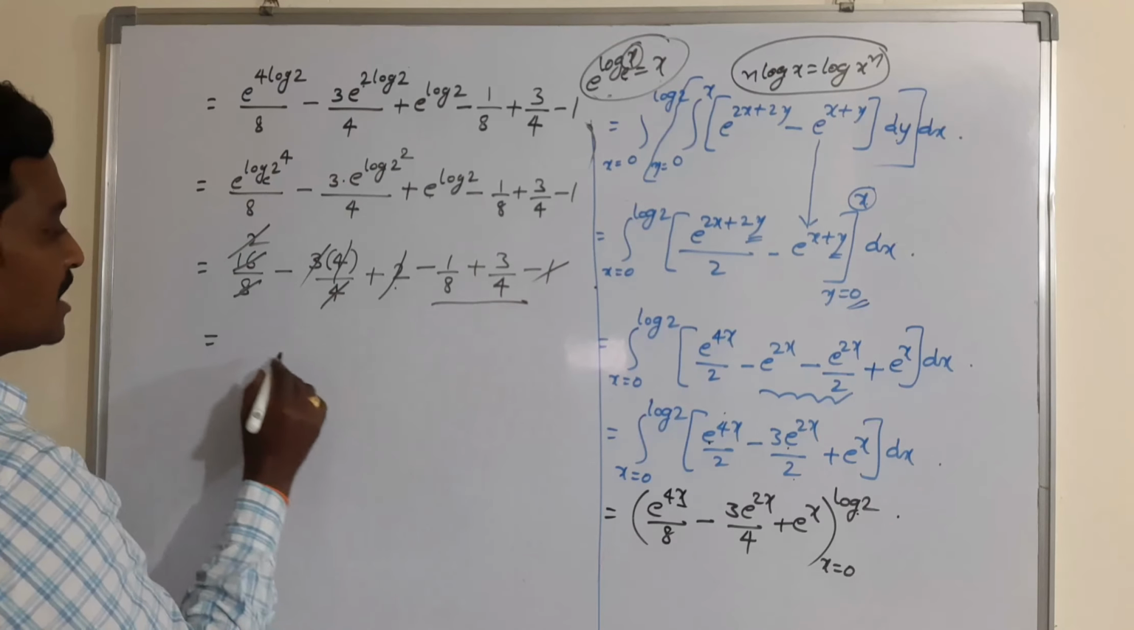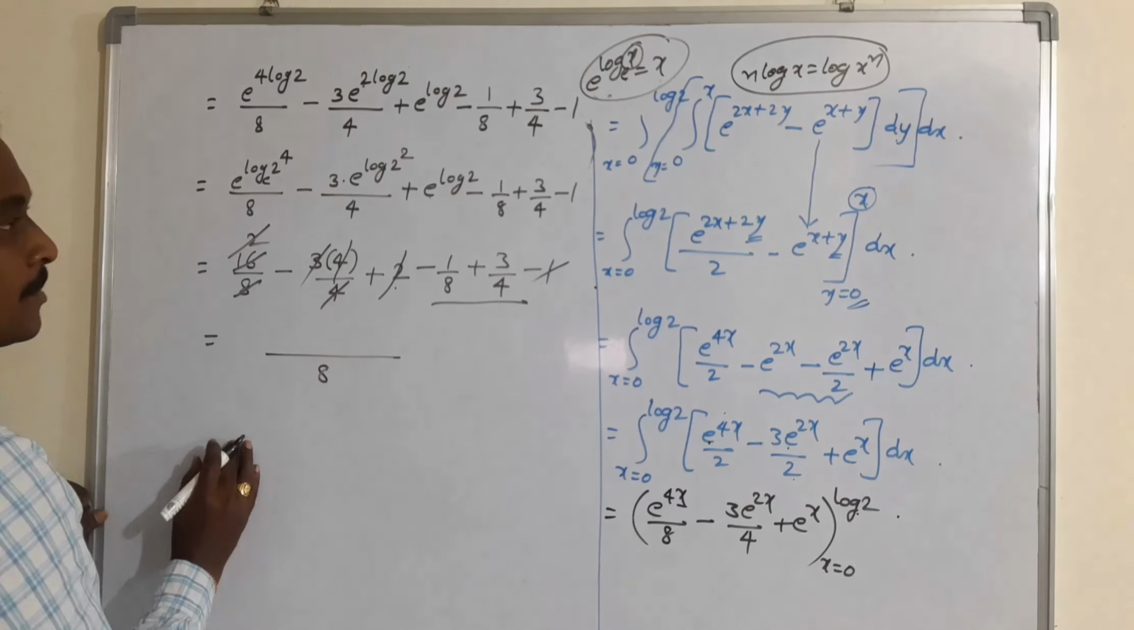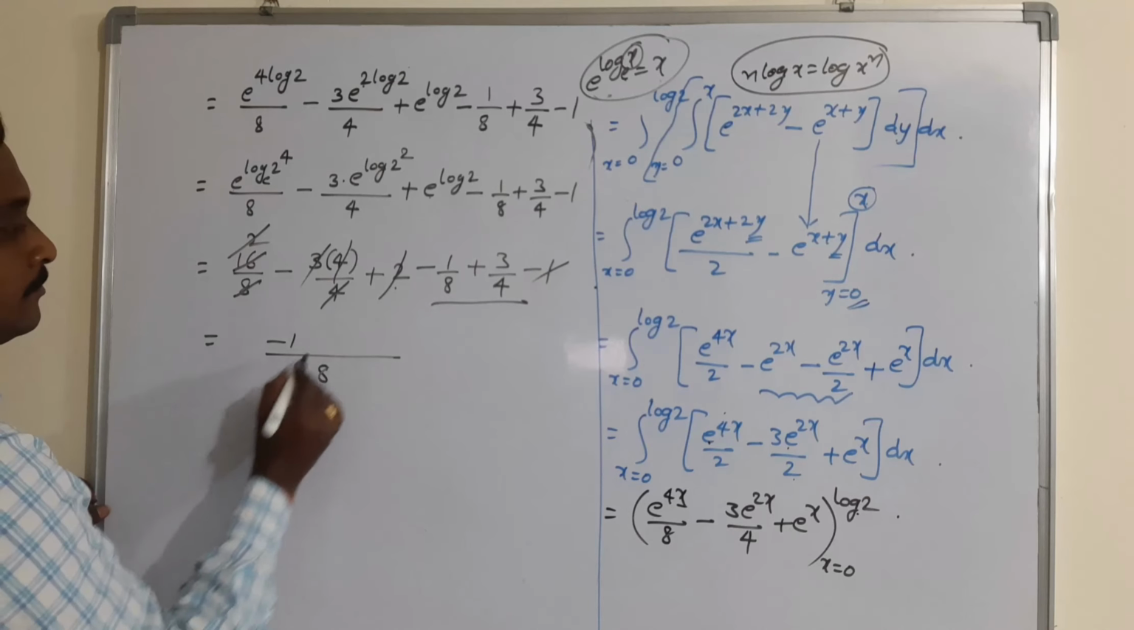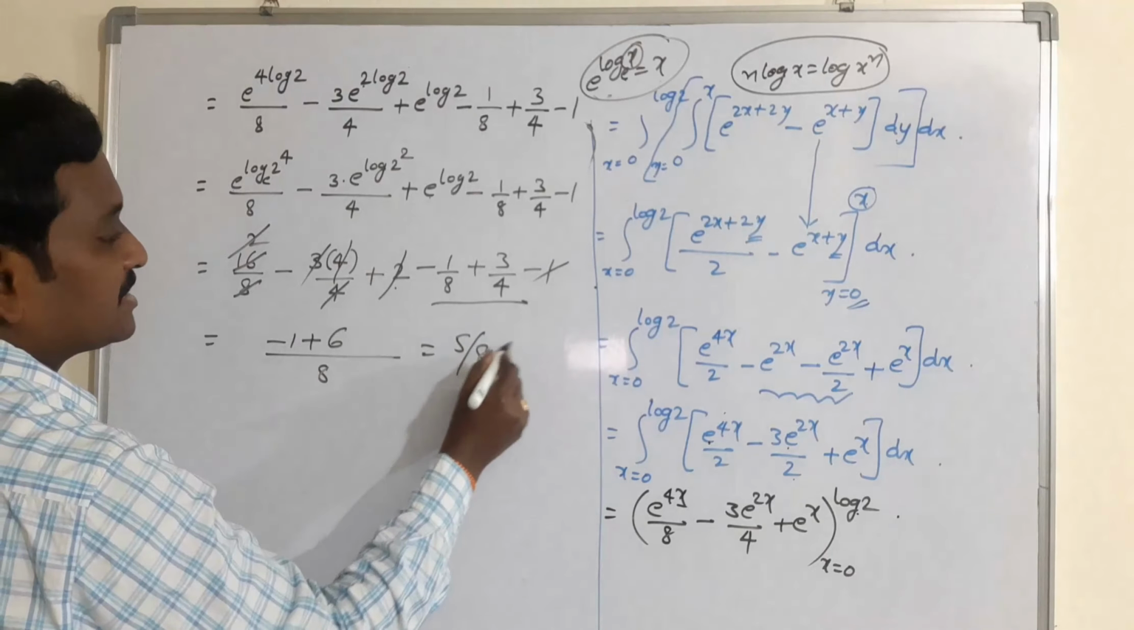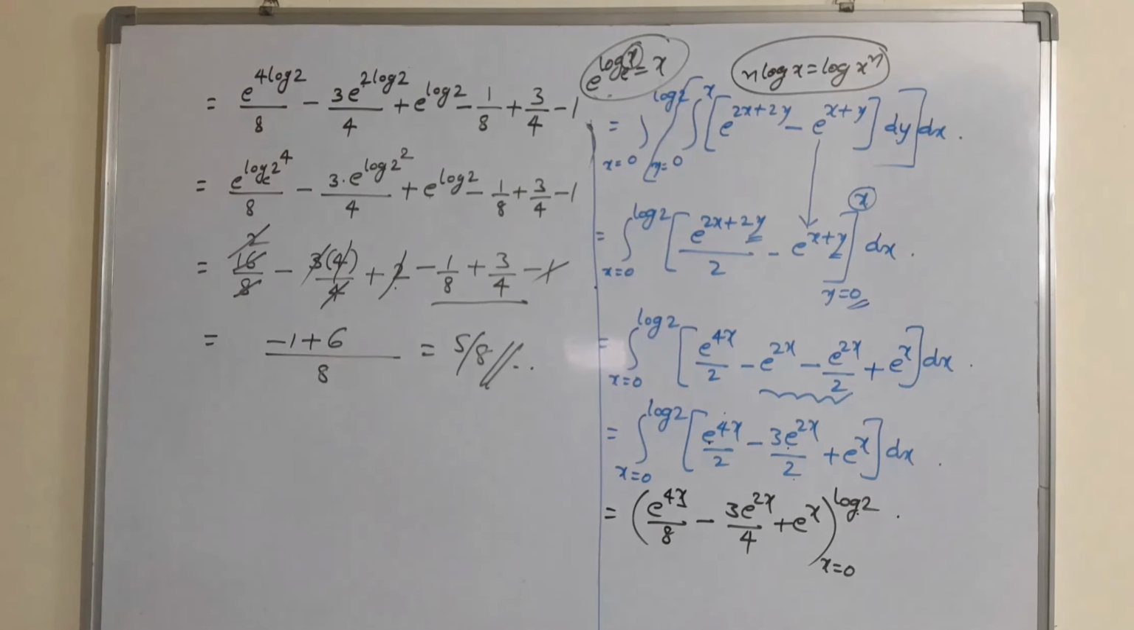For the remaining 2 parts, minus 8 is the LCM, minus 1 plus 2 times 2, 3s are 6. 5 by 8 is the result. You can also use the calculator. You will get the similar result. In this way we can crack the value of the given triple integral.